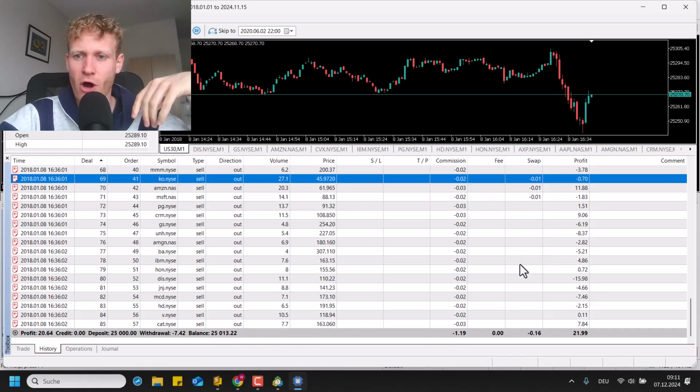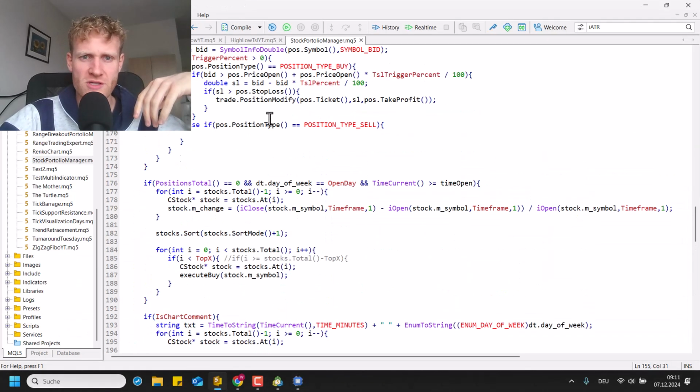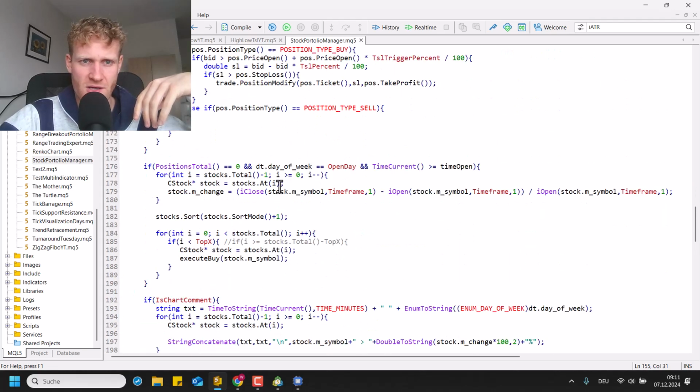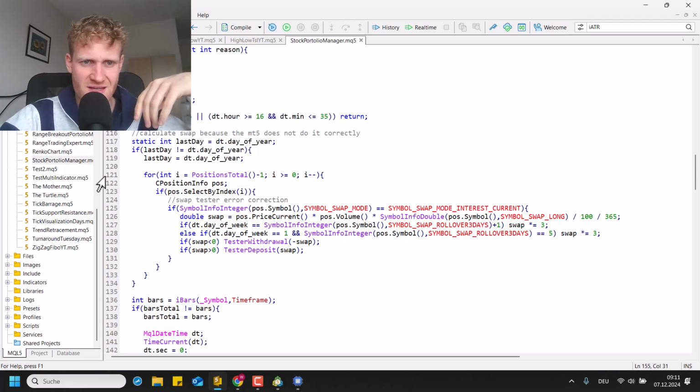This is why I did my own calculation here in the code. I added some custom code for this. Wait, where do I have it? Here, this is the custom code that I added.